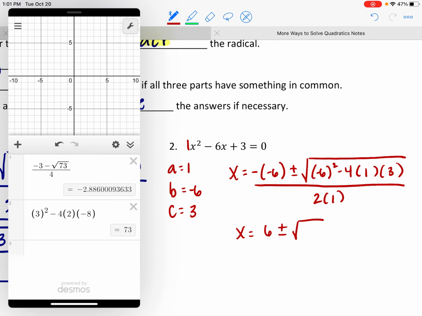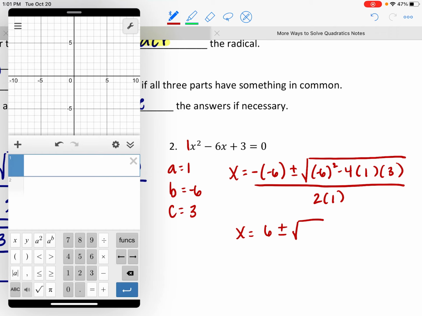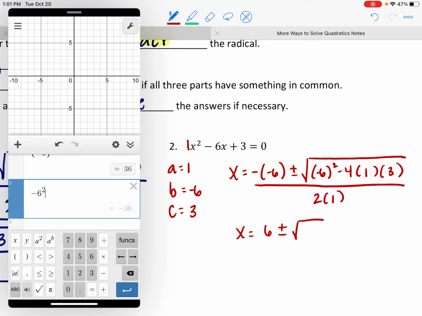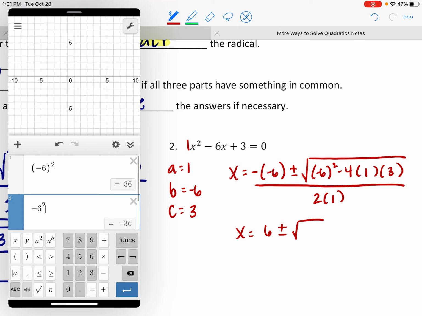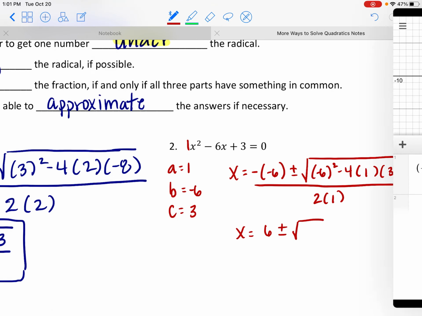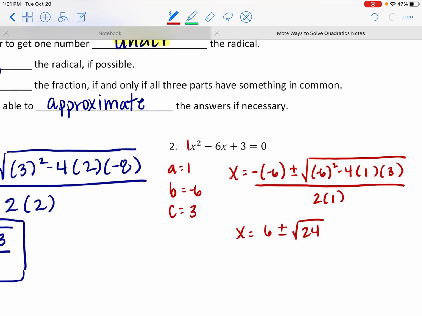So we have negative 6 squared, and the parentheses are important there. Negative 6 squared. Look, if you don't put parentheses around the negative 6 squared, you're not going to get the same result as if you do. Okay, so those parentheses are important. So negative 6 squared minus 4 parentheses, and then a, which is 1 parentheses, and then c, which was 3. And so we get 24 under the radical. And then on the bottom, 2 times 1 makes 2.